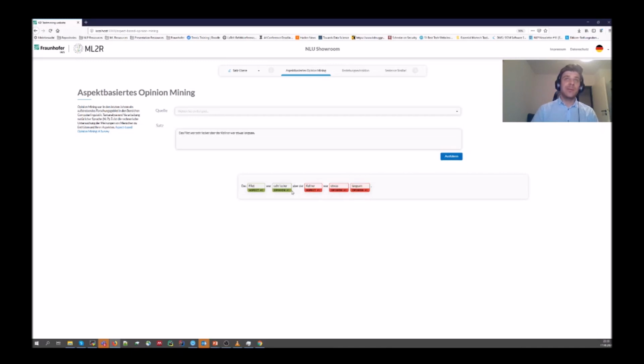And it's correctly recognized also by a different word model that this relation here is positive, and this relation here is negative. So in the showroom, you will be able to enter your own texts or to select some pre-selected examples. Now let's look at relation extraction.